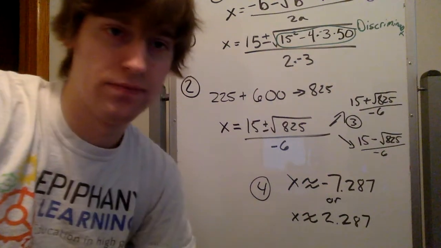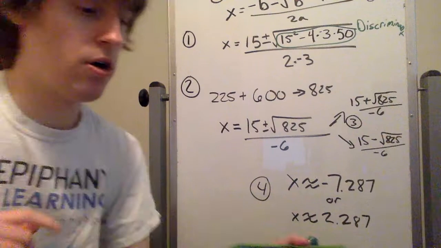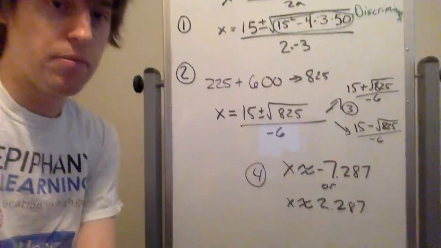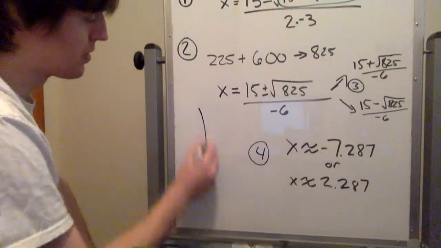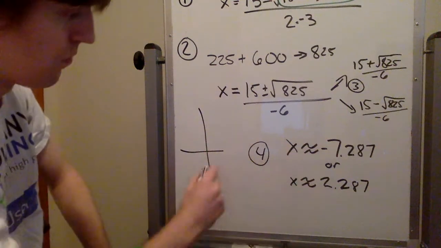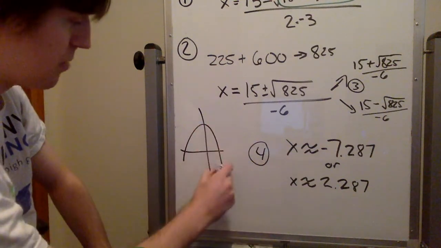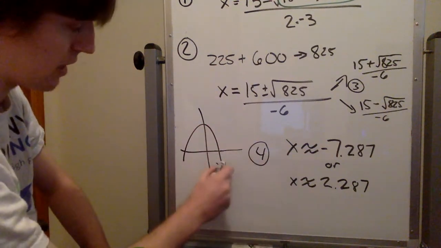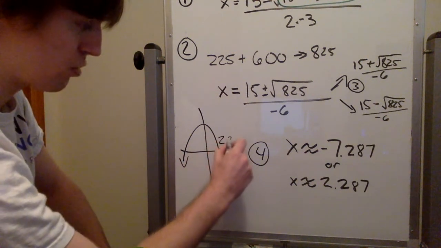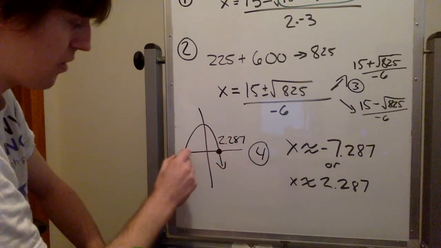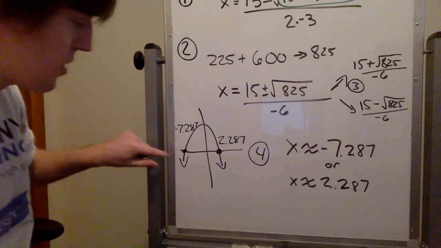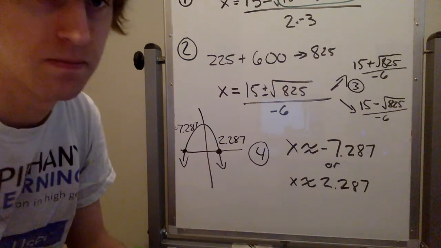What are the 2 answers again? If I have these 2 answers, what do they mean? If I graph this, first of all, it's -3x squared, so I know it's an upside down u. This x-intercept is going to be about 2.287, and this one is going to be -7.287. It tells us when it hits the axis.